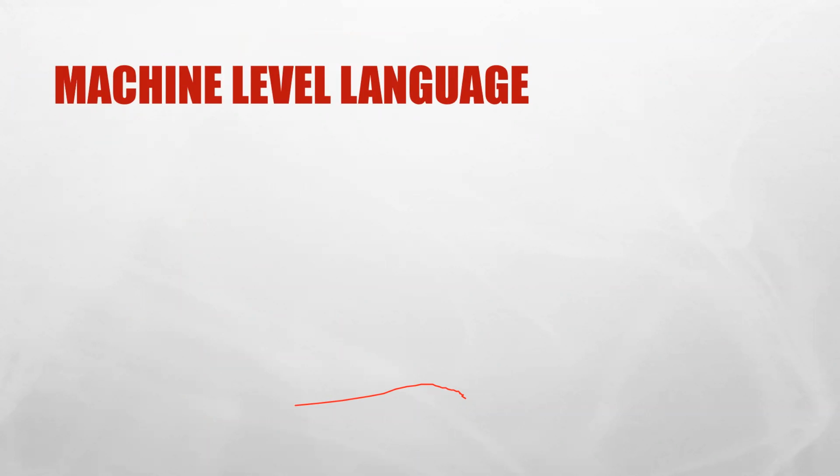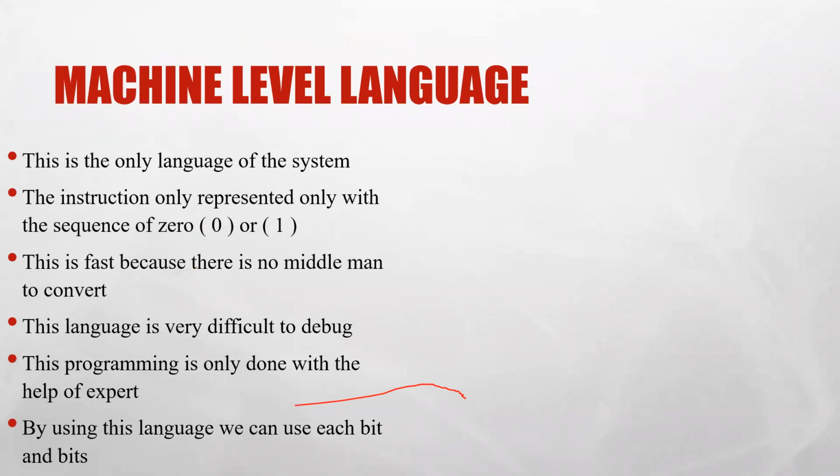A machine level language is an independent language. Whenever you are going to work on a system, you are going to find different kinds of operations. So what is a machine level language? It is a machine independent language.